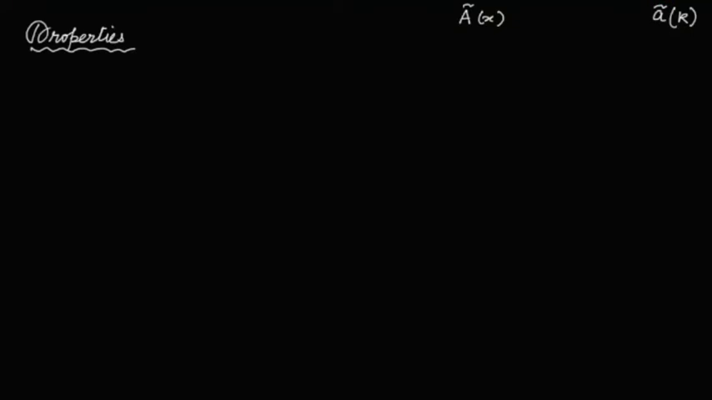If this is a real function, then a of minus k will be a star of k. Okay, so if it is a real function, a tilde of minus k is exactly the same as a star of k. So let me write it more clearly here.